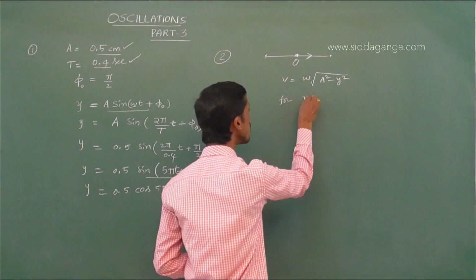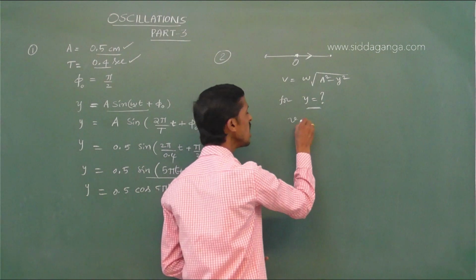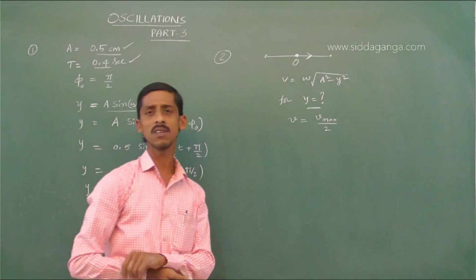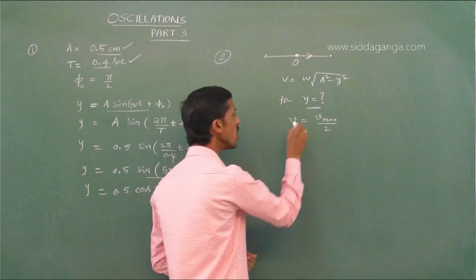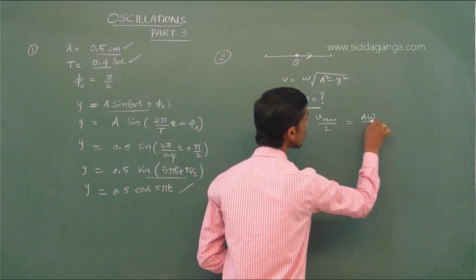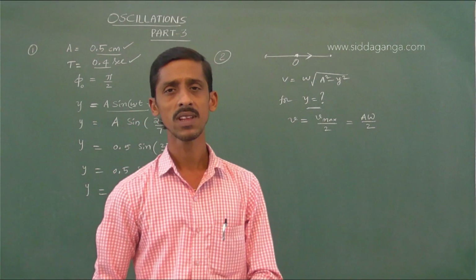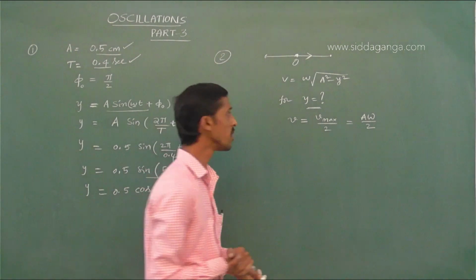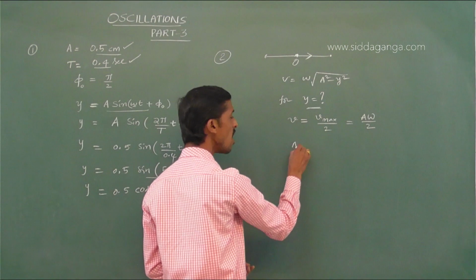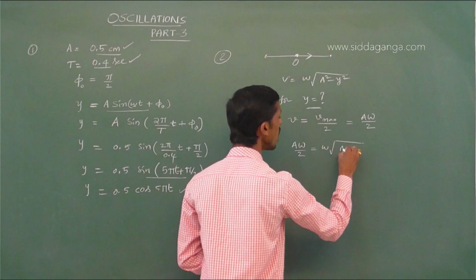For what displacement is the velocity equal to half of the maximum velocity? You know the maximum velocity of the particle is A omega, and that is at equilibrium. So by using this equation, for the speed to be half of the maximum speed, A omega over 2 equals omega into square root of A square minus y square.